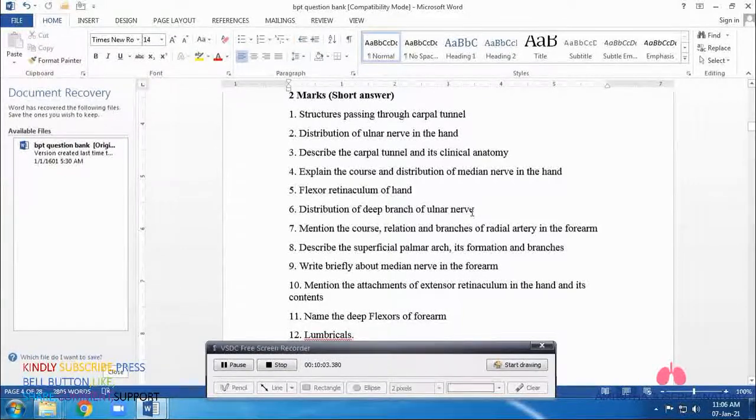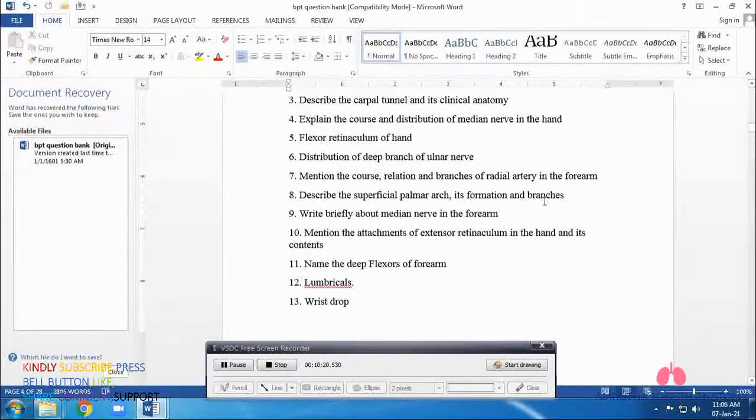Mention the course, relations and branches of radial artery in the forearm. So the radial artery reaches the forearm. It's a branch of brachial artery. How it is forming there, what is the course of it, branches. Describe the superficial palmar arch and its formation and branches. So talk about the formation of superficial palmar arch.